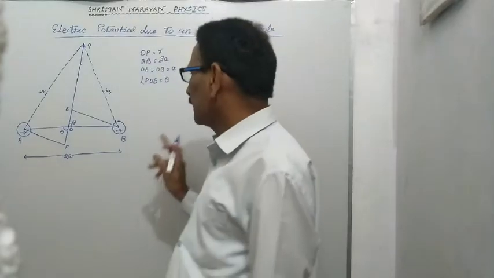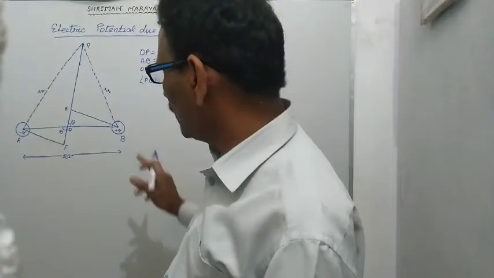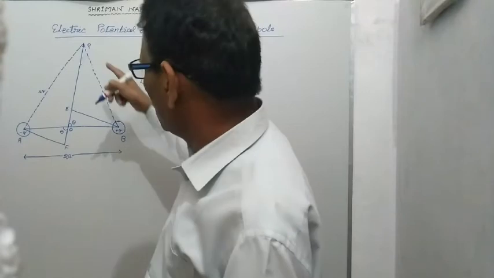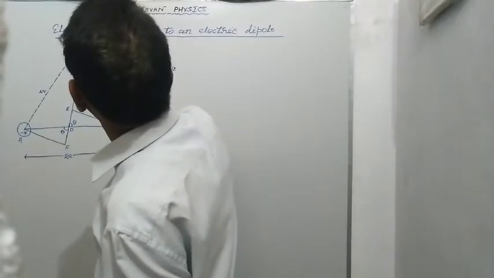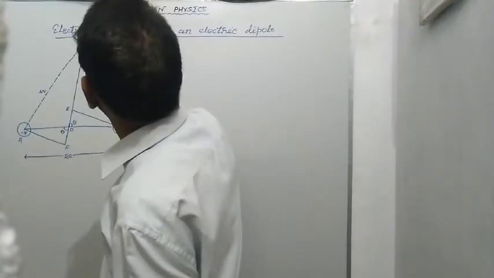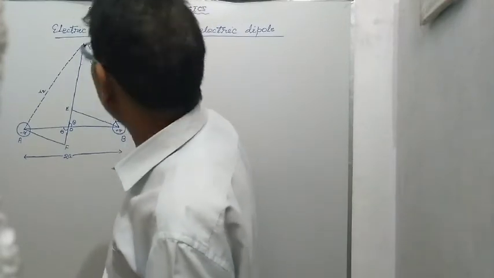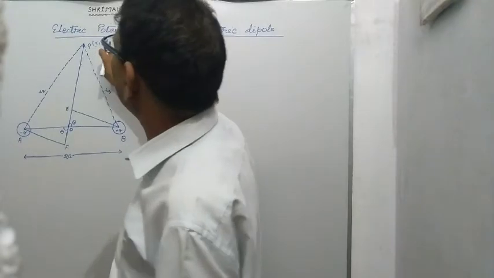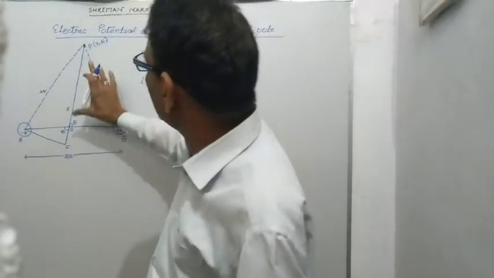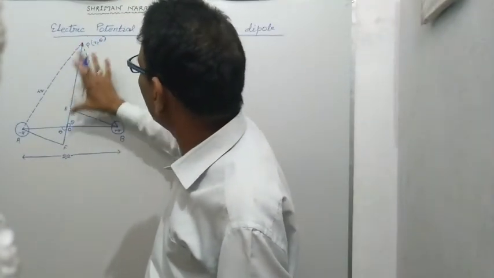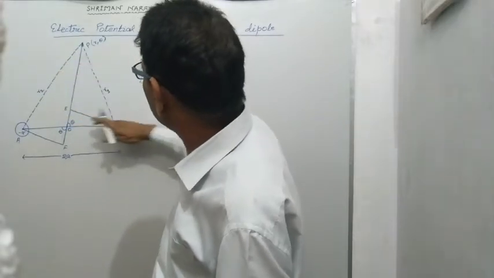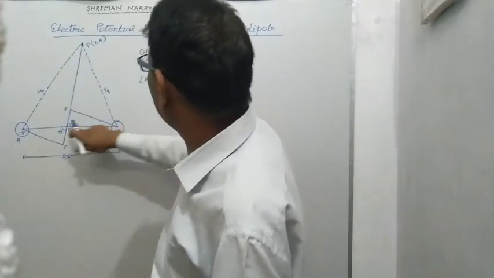Now for such a situation it is told that the point P has the polar coordinates r, theta. It means this distance OP is equal to R and this line makes an angle theta with this line OB.